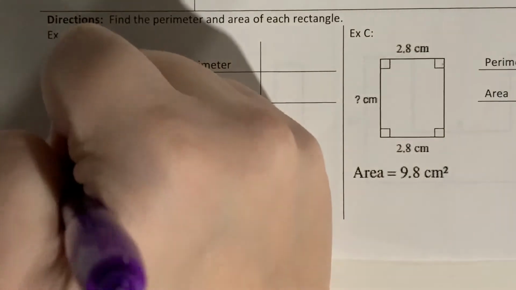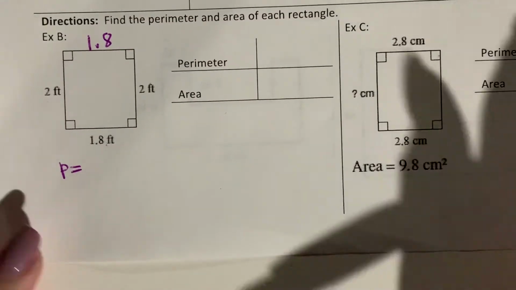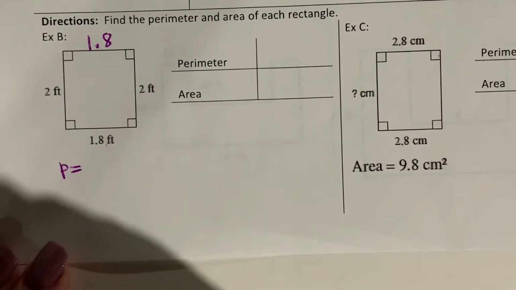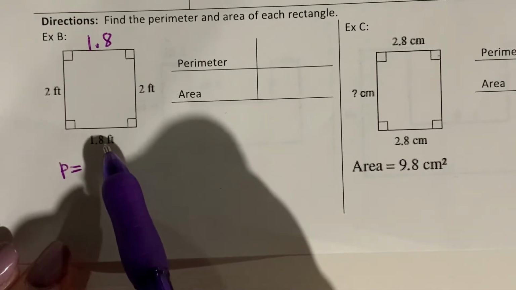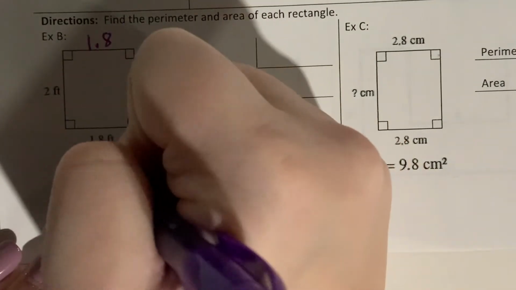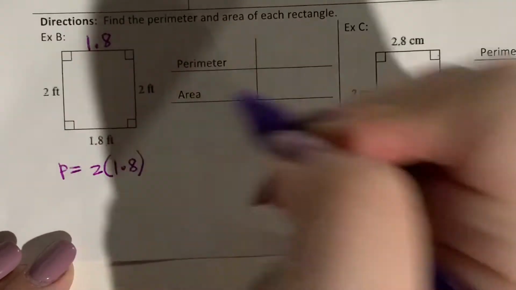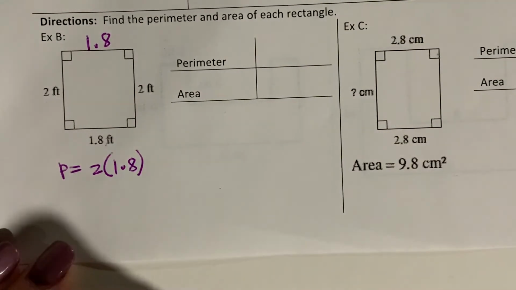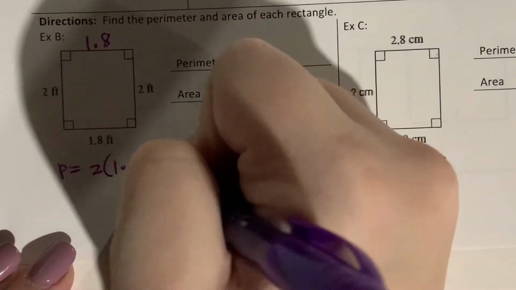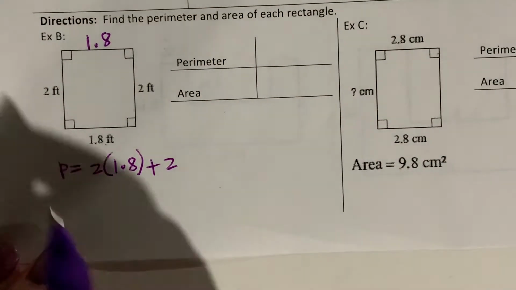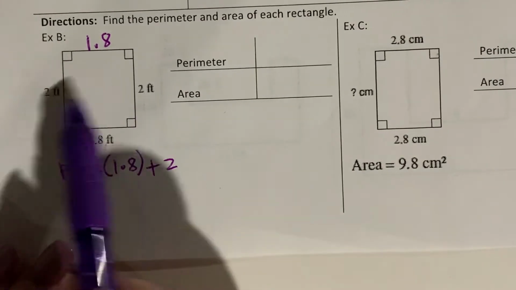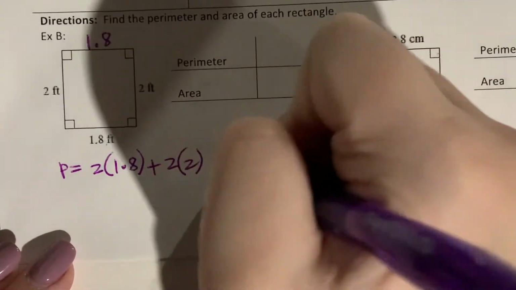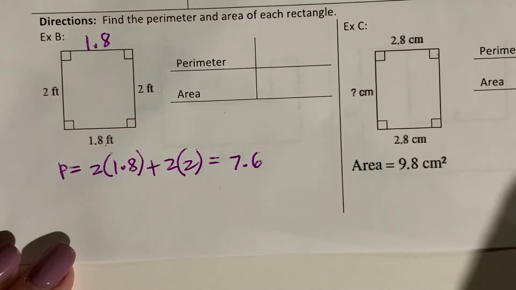So I can say capital P for perimeter equals, and I could either do 2 plus 1.8 plus 2 plus 1.8, or I can use the formula, and my base is 1.8. So I could do 2 times 1.8. Again, the reason I can do that is because I have 2 distances here that are 1.8 plus 2 times my height, which is 2. And I have 2 heights that are 2, so that's why I'm doing 2 times it. And when I do that, I get 7.6.